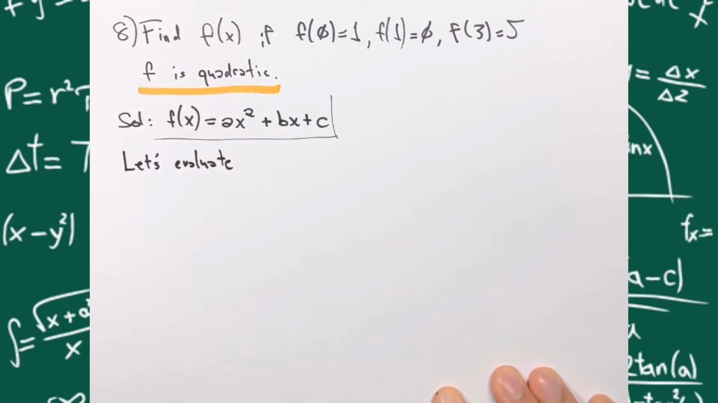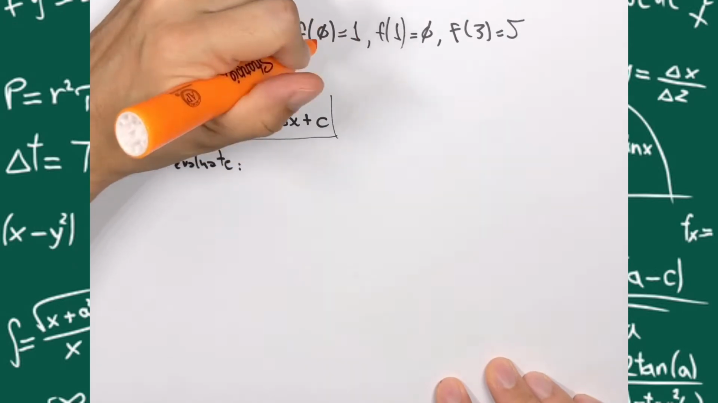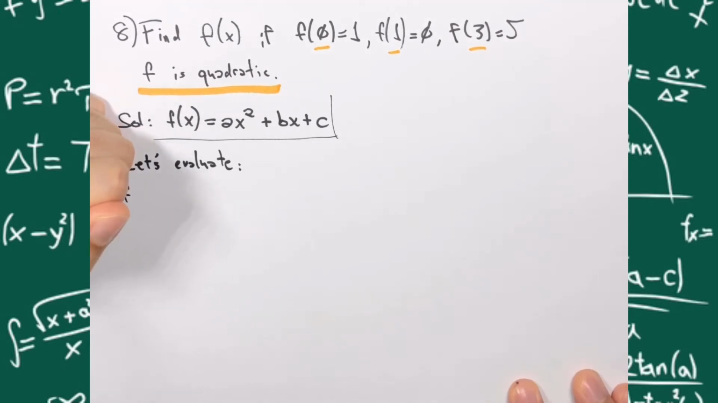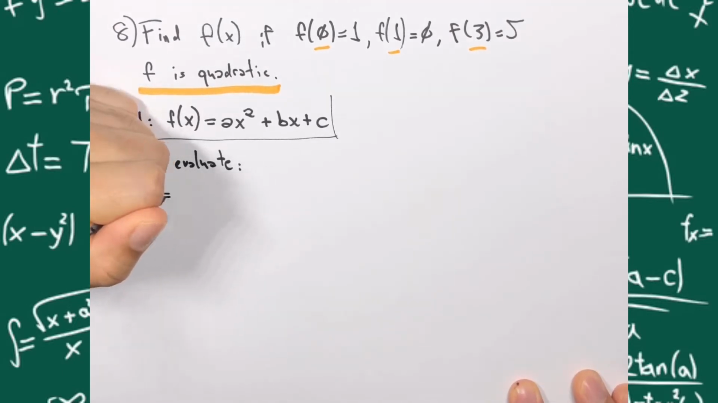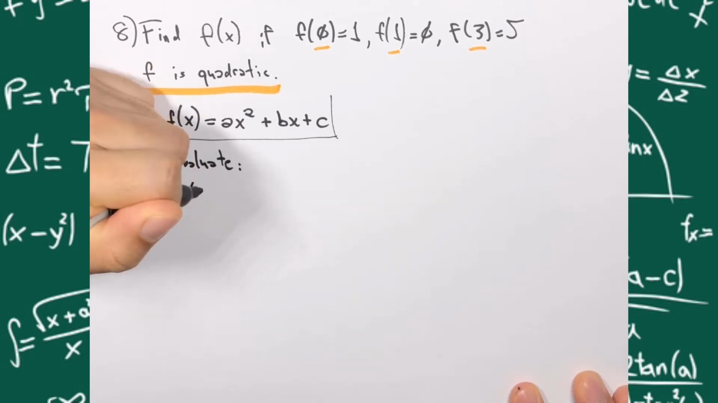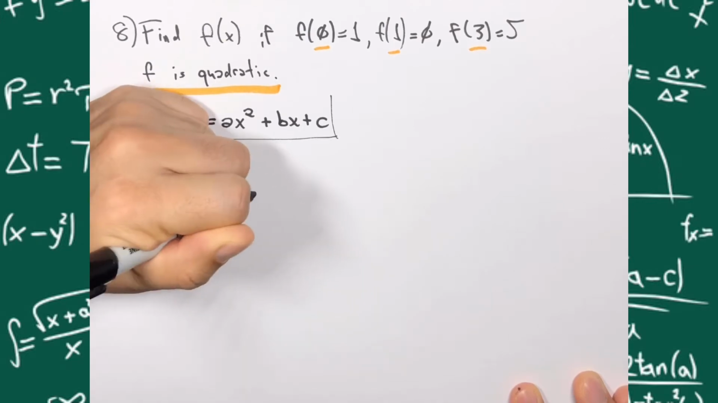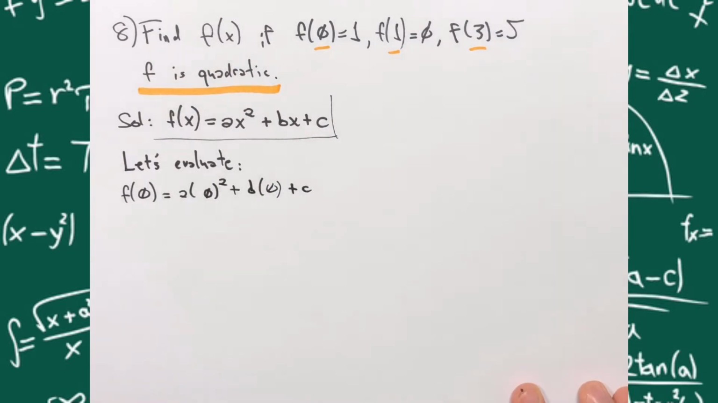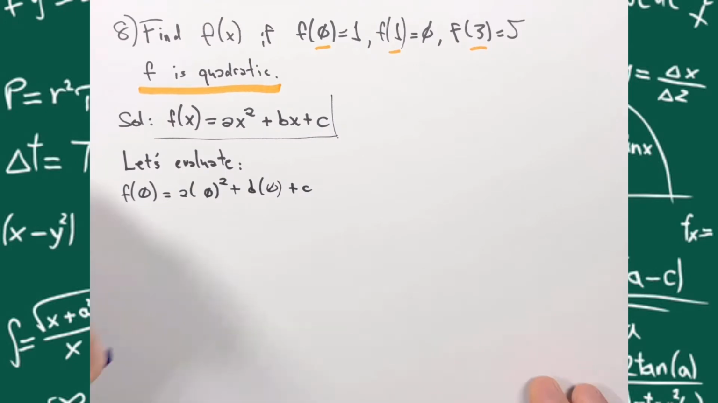So all we have to do now is evaluate the values that the problem gave us in the quadratic function that we have right here. We have values for x: 0, 1, and 3, and we're going to plug those values into the quadratic function that the problem is also telling us right here. So let's start with f of 0. f of 0 is going to be a multiplied by 0 squared plus b times 0 plus c. That is, again, simply evaluating 0 in f, f being a quadratic function.